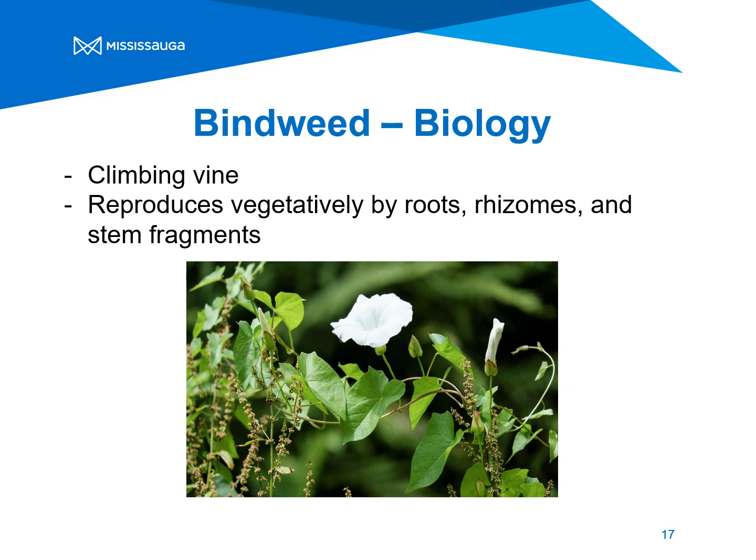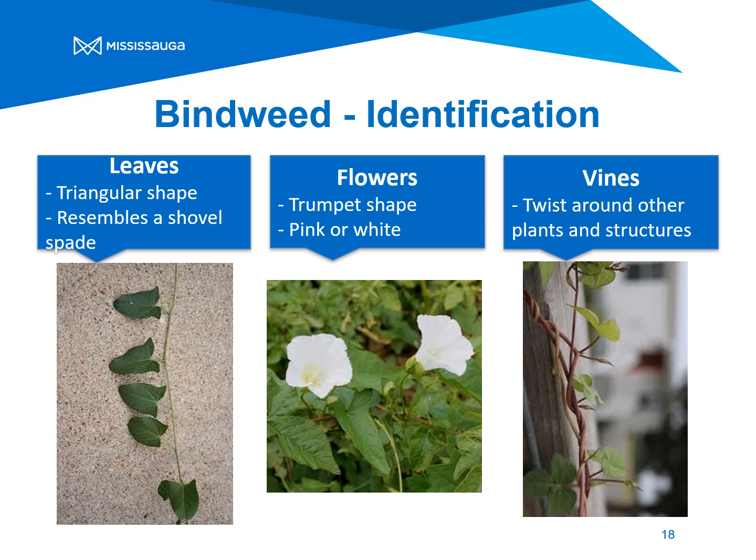Next is bindweed. Bindweed is a climbing vine that reproduces vegetatively by its roots, rhizomes, and stem fragments, so it is important that all plant parts are bagged during removal. The leaves of bindweed are a distinctive triangular shape that resembles a shovel spade. The flowers are trumpet-shaped and can be pink or white. The vines twist around plants and other structures. We will be focusing on removing bindweed that is growing on recently planted trees and shrubs.